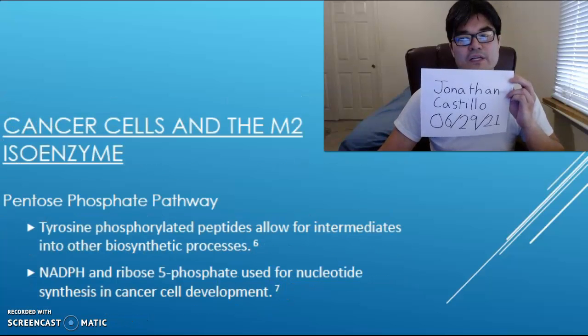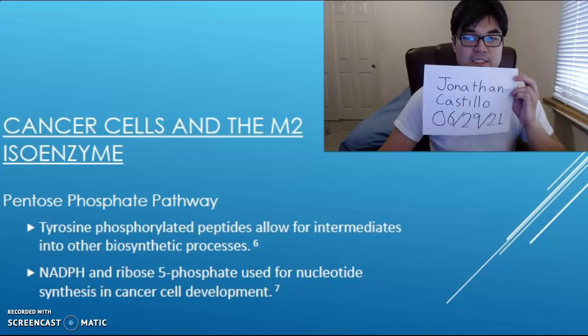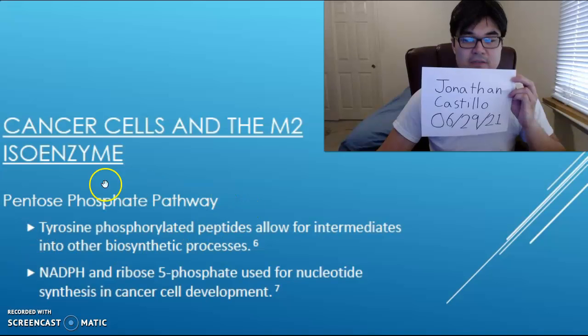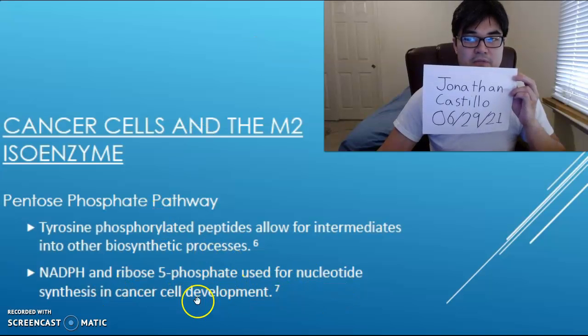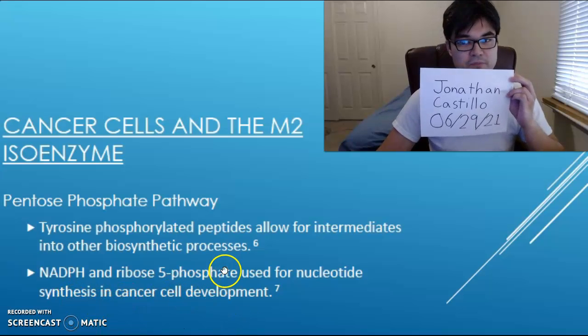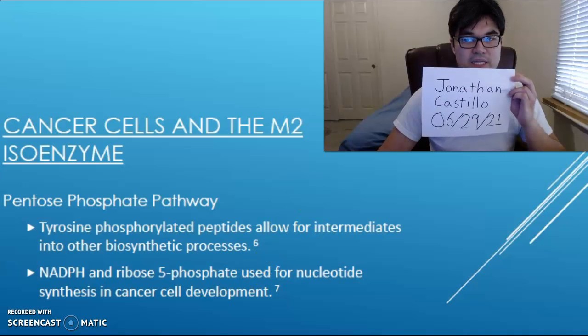This can allow for growth factor initiated signaling to divert glycolytic intermediates into other biosynthetic processes. These can be used for such processes like the pentose phosphate pathway. The NADPH and ribose 5-phosphate formed by the pentose phosphate pathway is used for nucleotide synthesis that directly supports cancer cell development. Thus, even though the M2 isoenzyme does not seem to be the ideal isoenzyme to be used in terms of glycolysis, cancer cells promote the expression of M2 isoenzymes in order to promote cell development.